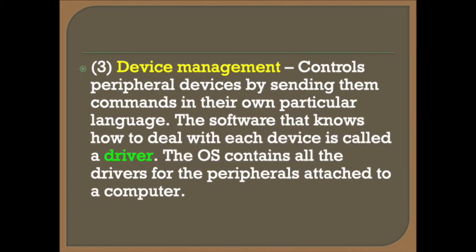Third is device management. The operating system controls peripheral devices by sending them commands in their own particular language. It is the operating system that helps us to make these devices function. The software that knows how to deal with each device is called a driver. For example, if you want to operate something, you will have to install the driver software. The OS contains all the drivers for the peripherals attached to a computer.